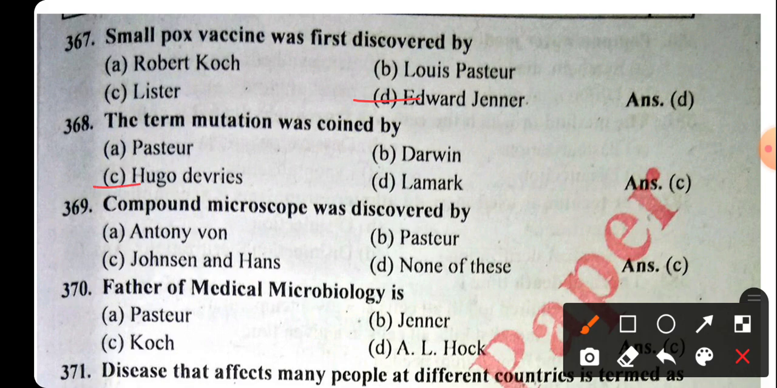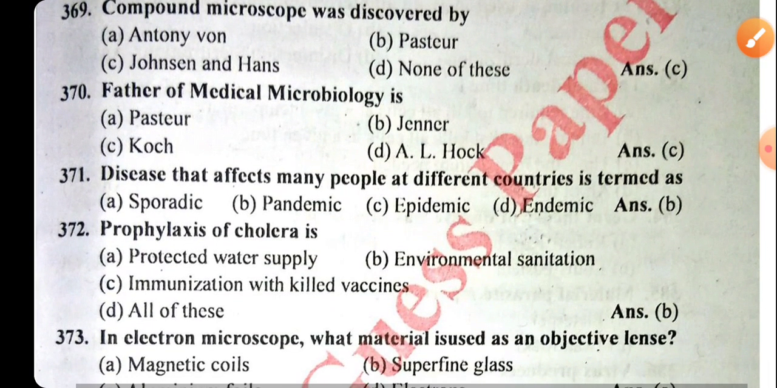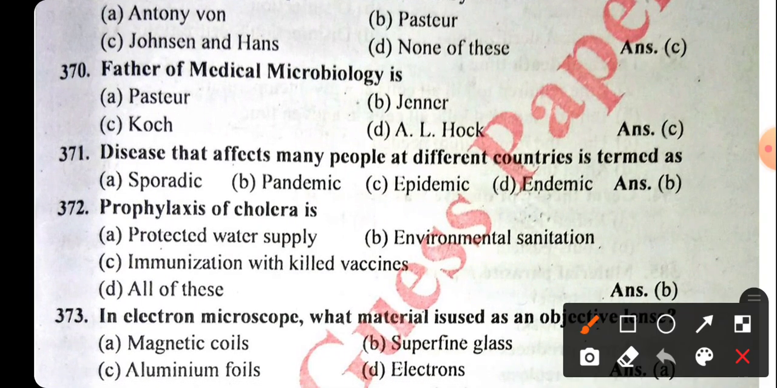The compound microscope was discovered by Janssen and Hans. Now the next question is: the father of medical microbiology is Koch. Option number C will be the right answer. A disease that affects many people in different countries is termed a pandemic.